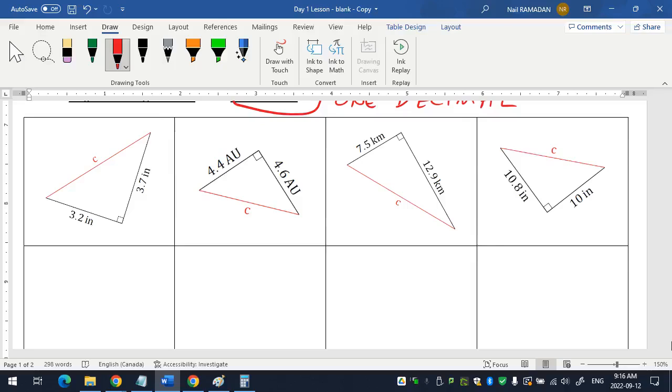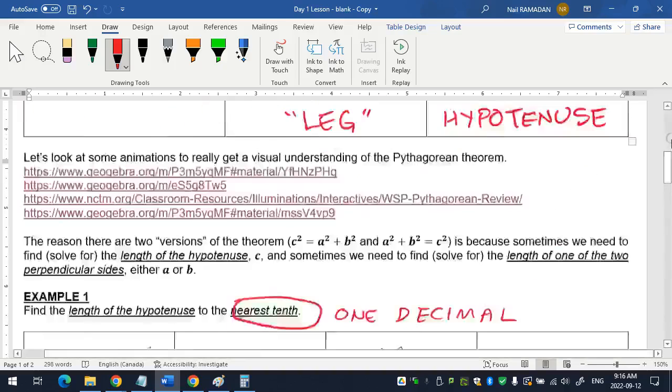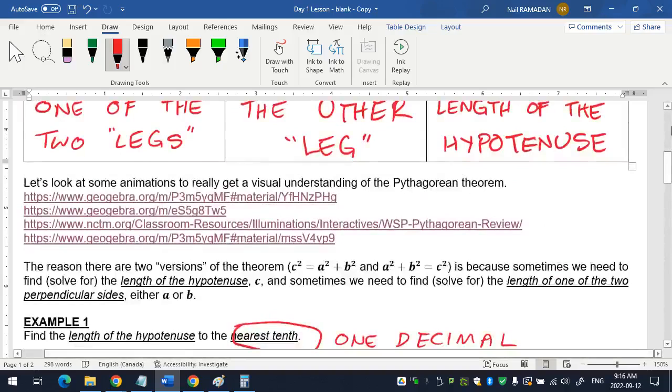Question, everyone. What side am I trying to find in all of these? c. When you're trying to find c, start with the equation that starts with c squared. Why? Because it's already on which side of the equal sign? Left side. It's already where it belongs. It's good to have the variable, the unknown that you're trying to find, on the left side. It's not a deal breaker if it's on the right side, that's fine. But if it's there, why not use it?